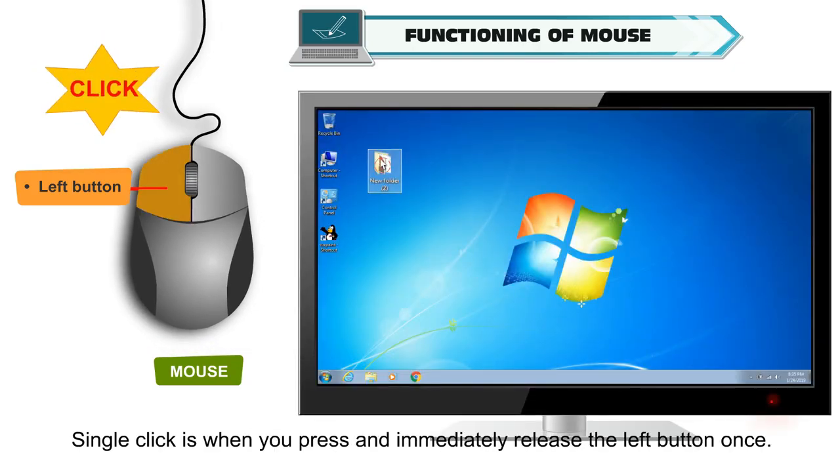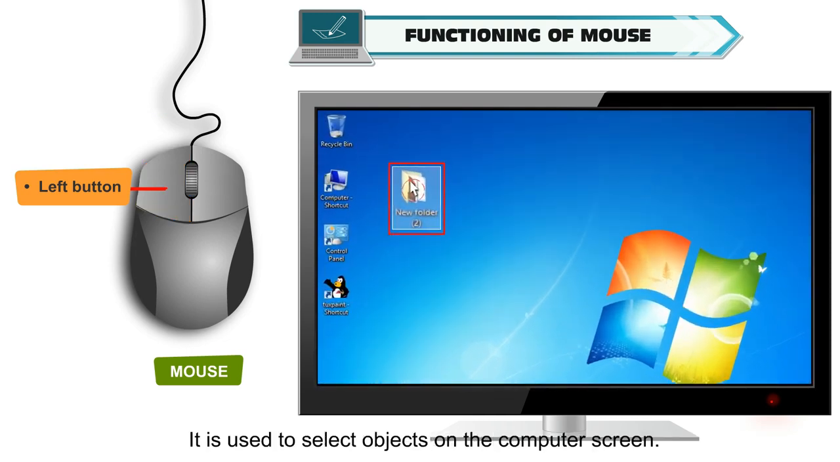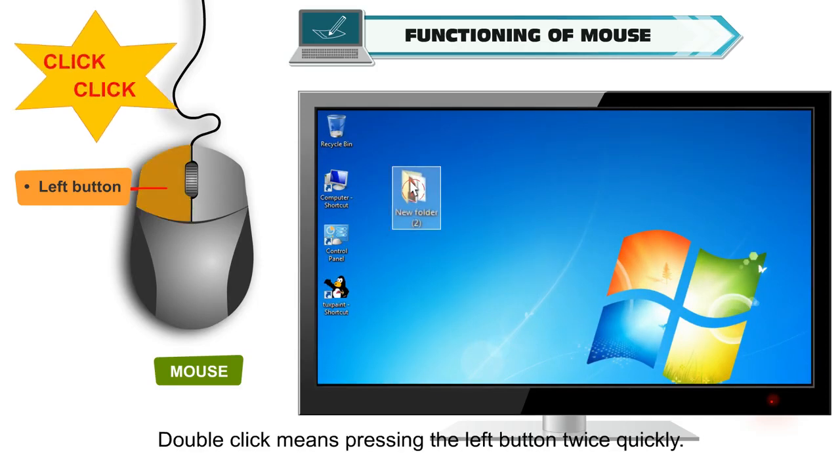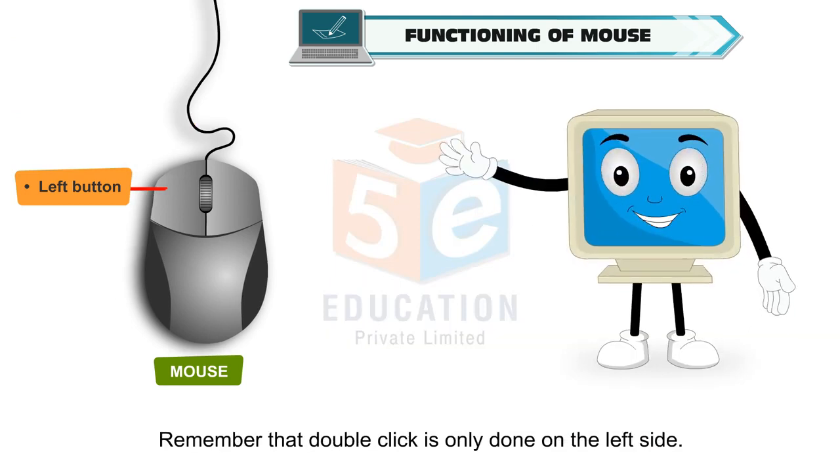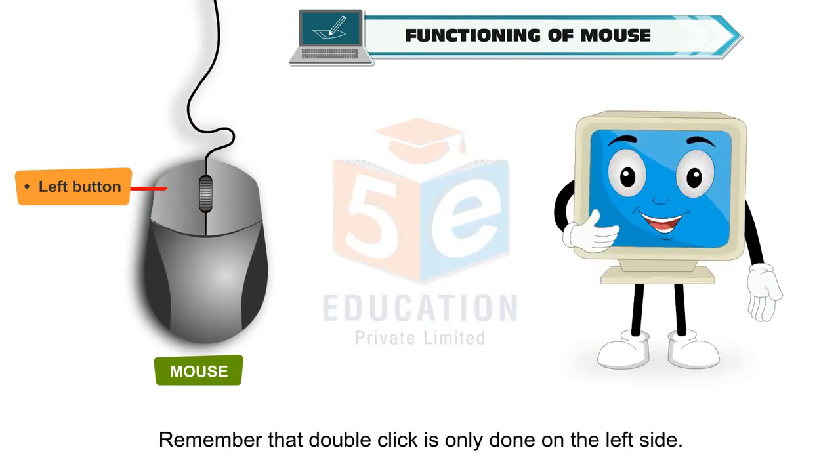Single click is when you press and immediately release the left button once. It is used to select objects on the computer screen. Double click means pressing the left button twice quickly. It helps us to open objects on the screen. Remember that double click is only done on the left side.